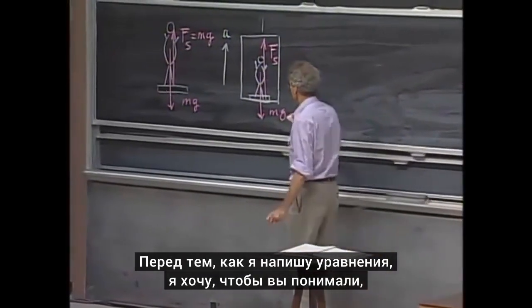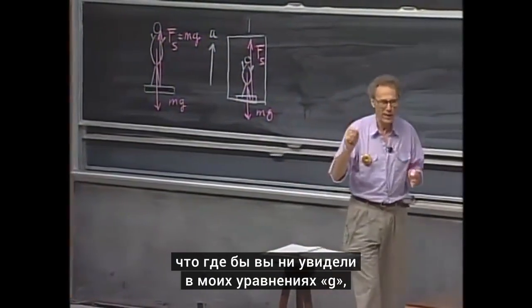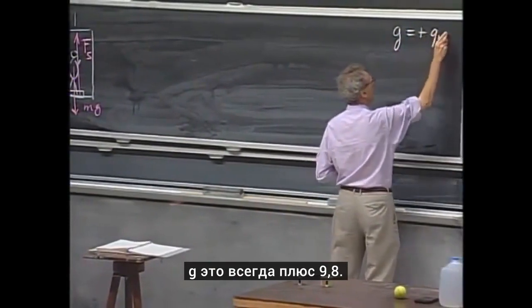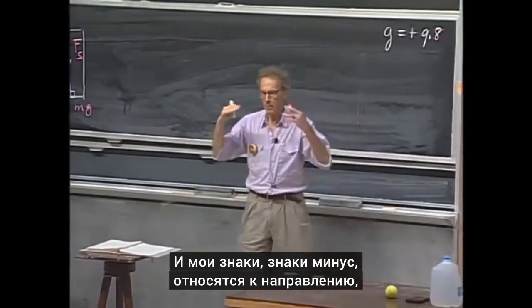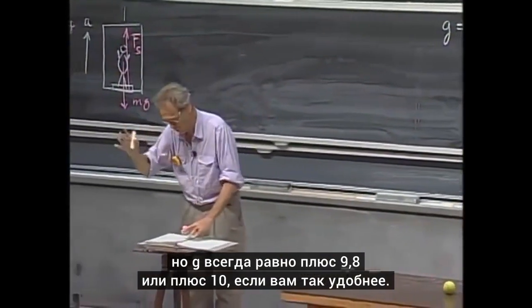Before I write down some equations, I want you to realize that whenever you see g in any of my equations, g is always plus 9.8. And my minus signs take care of the directions. But g is always plus 9.8, or plus 10 if you prefer that.